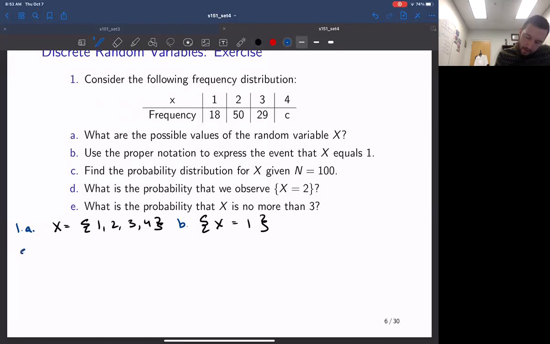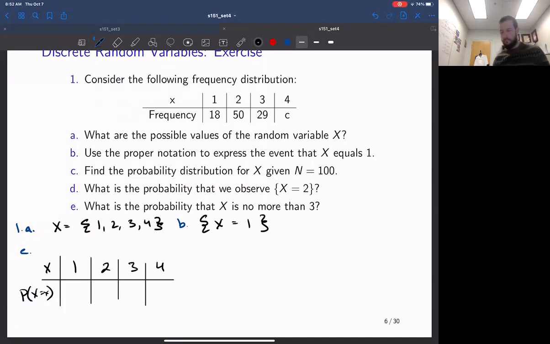In part C, it says, find the probability distribution for x given capital N is equal to 100. A probability distribution is simply a relative frequency distribution. So we have x, 1, 2, 3, 4, and here we're going to have the probability for x. We are told that capital N is equal to 100. We have the frequencies for each outcome, 18, 50, 29, and then a missing frequency, which we'll talk about momentarily. To find the probabilities, we simply take the frequency and divide by 100, because this is just a relative frequency distribution. So here we're going to have 0.18, here 0.5, and here 0.29.